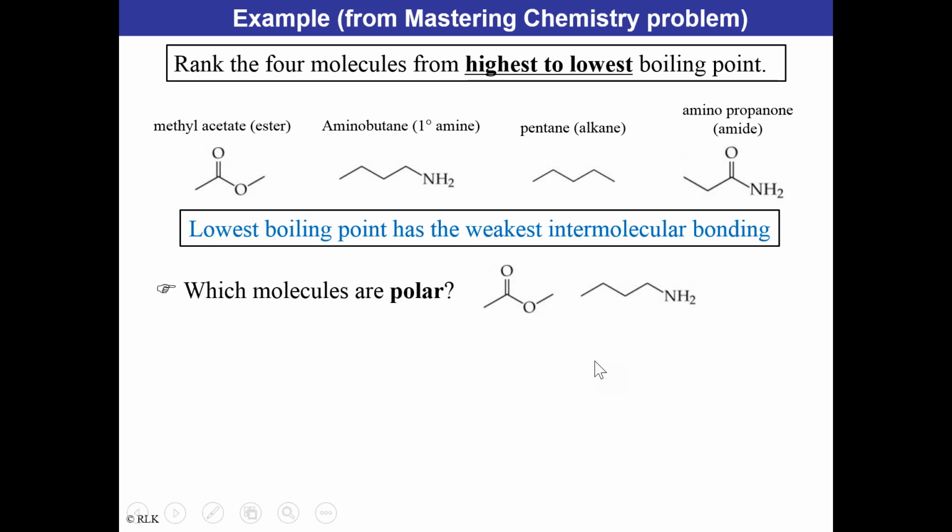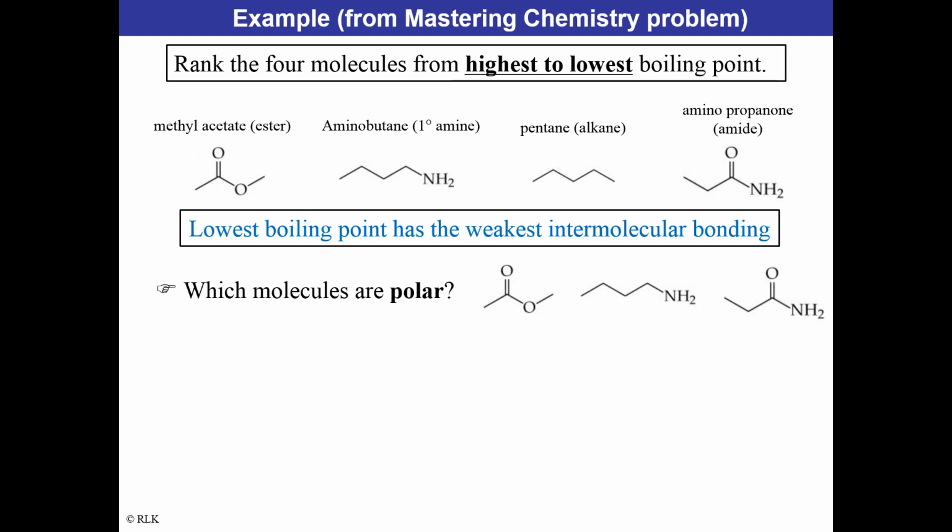So first of all, we can look at which ones are polar. We already know that pentane is not, okay? So just to be pedantic about this, let's list the ones that are. You have the ester, you have the primary amine, and then you have the amide. All of those are polar, okay? So they're pretty much equal right now.